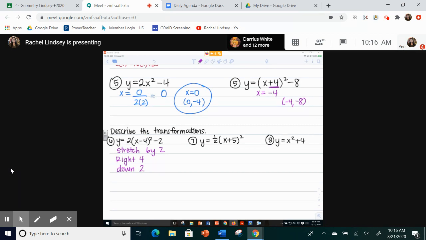Number 7 is compressed by 1/2 and left 5, and that's it.